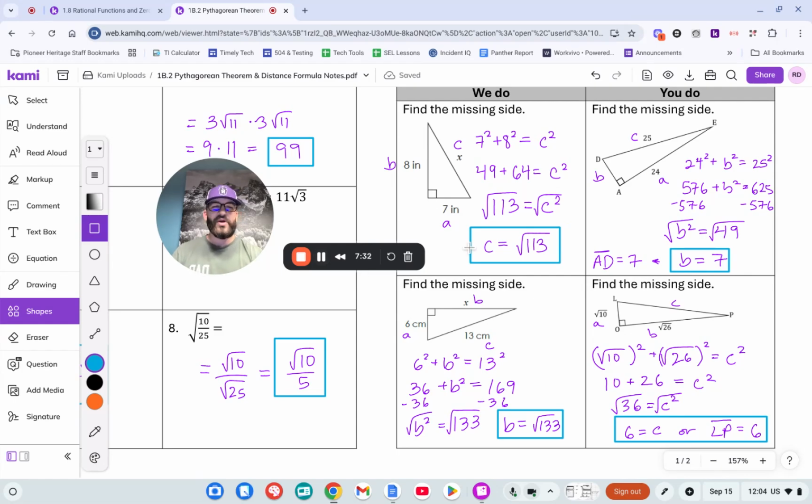I also noted that we could denote these answers as the actual side. So AD was the missing side in our first one, so we could say that AD equals 7. And then line segment LP was our missing side in our second one, so we can say LP equals 6. Either of those would be fine, and typically if it was on an assessment or something, I would make sure to denote specifically a spot for you to put your answer, just so we don't get confused.